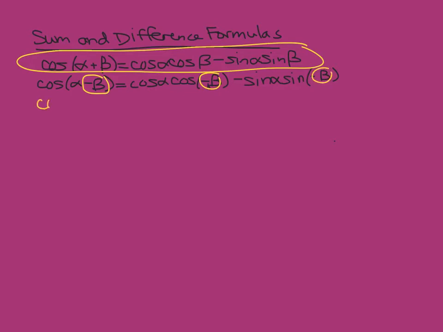So this second one is going to be equal to cosine of alpha times cosine of beta. Remember, if you have a cosine of a negative value, it's exactly the same as the cosine of the positive value. The only thing that's going to change with this second equation is that if I take the sine of a negative thing, then that's actually the same as negative sine of that value. So this second thing is going to change signs.